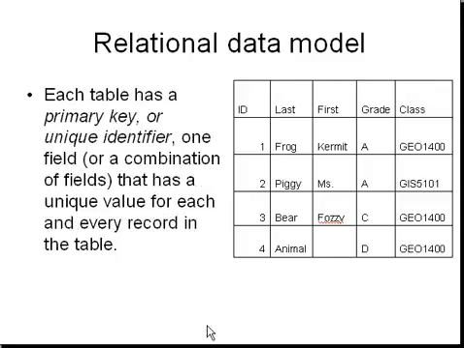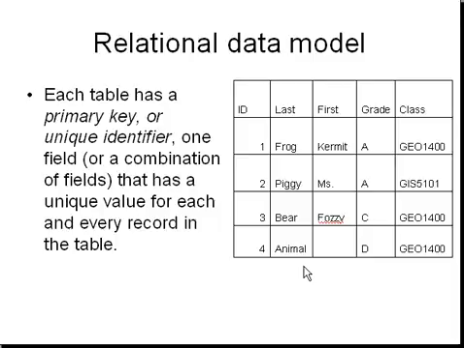Each table in a relational data model has a primary key, or what we call a unique identifier. So it's one field, or it could be a combination of fields, that has a unique value for each and every record in the table. So for this example, ID is the primary key or unique identifier. Because it is unique to each student, it won't repeat. If we add more students down there, they will have different ID numbers. An ID variable is very common to use in all relational database models. And if you think about it, it makes sense.